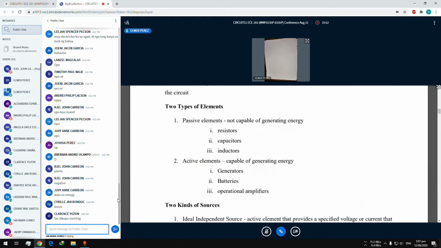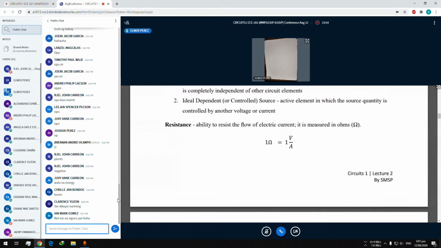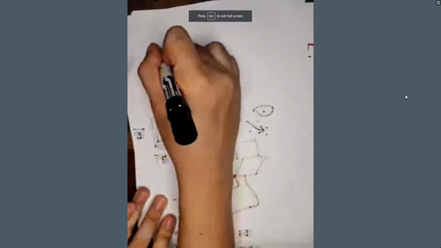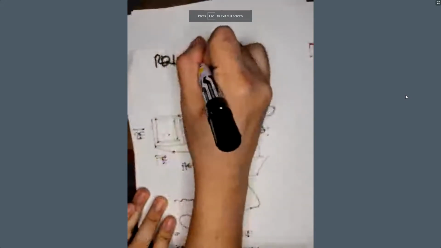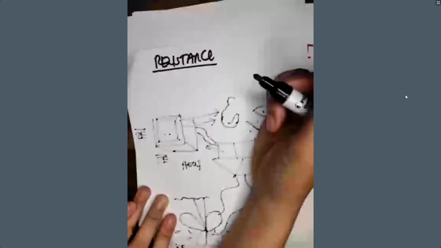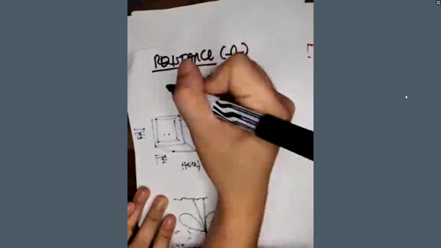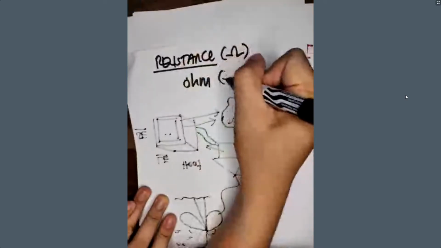Okay, so that's the type of element. Now, resistance. Resistance is the ability to resist the flow of electric current, which is measured in ohms. 1 ohm is equal to 1 volt over ampere. Resistors resist the flow of charges. So the unit of resistance is the ohm, and its symbol is the omega.